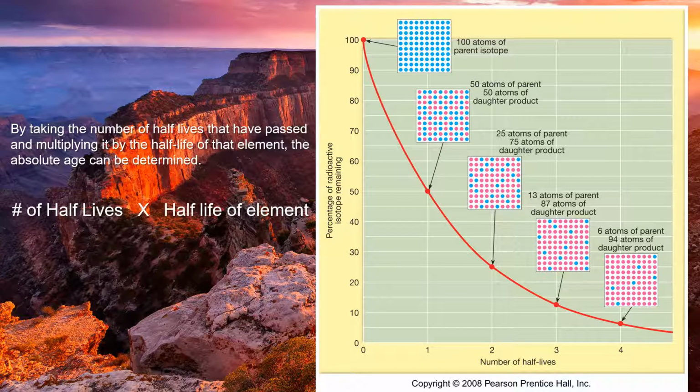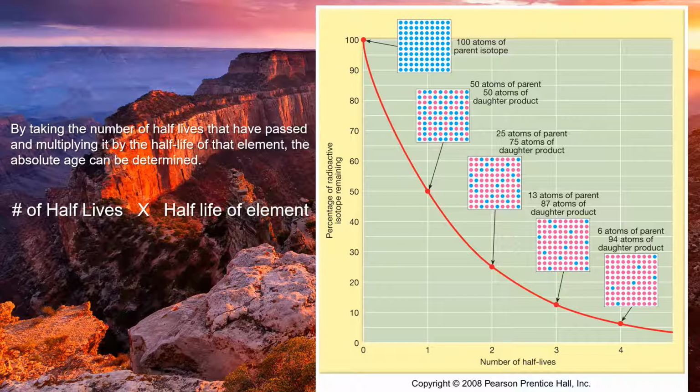Okay, so how do you do this? You take this rock and analyze what percent of parents you have, and then you use what is called the half-life decay curve to determine how many half-lives have passed. After you've determined how many half-lives have passed, you multiply that by the known half-life of that element or isotope.